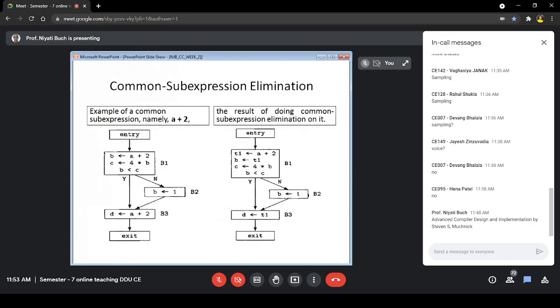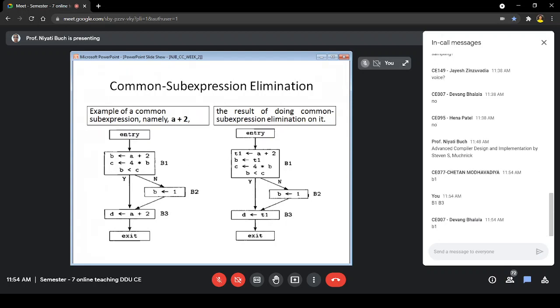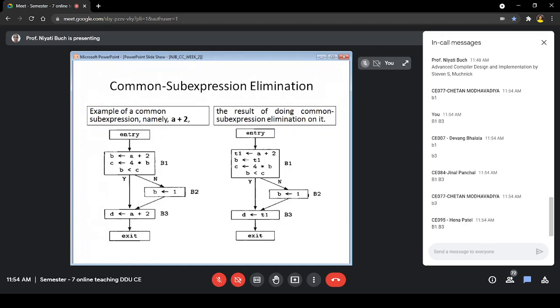Moving further, just have a look at this one. On the left, you should be able to find a common subexpression, a plus 2. I hope you see it. In which blocks do you see a plus 2? You see it in B1. Where else? Yes, you see it in B1 and B3. Correct. Very good.